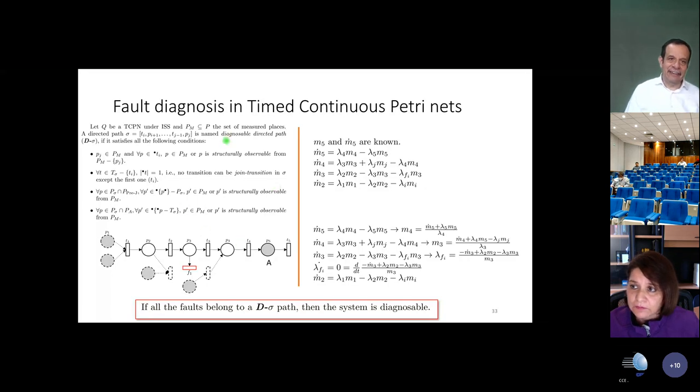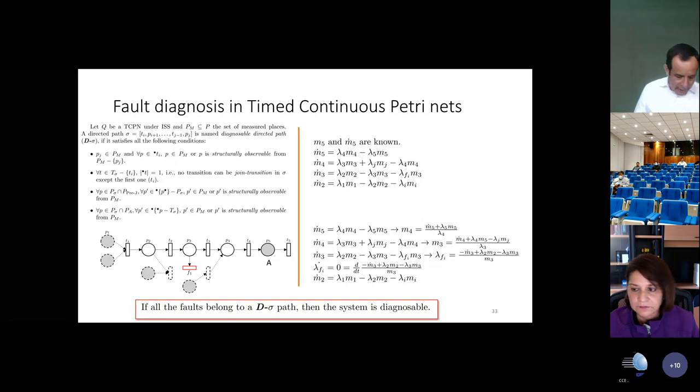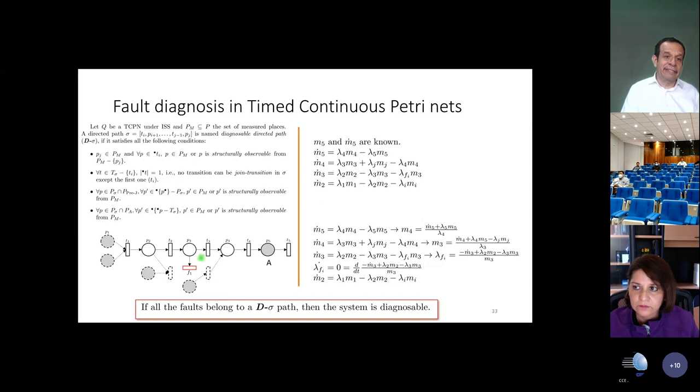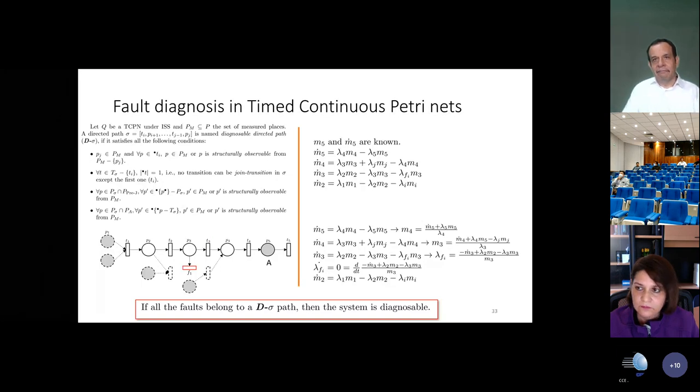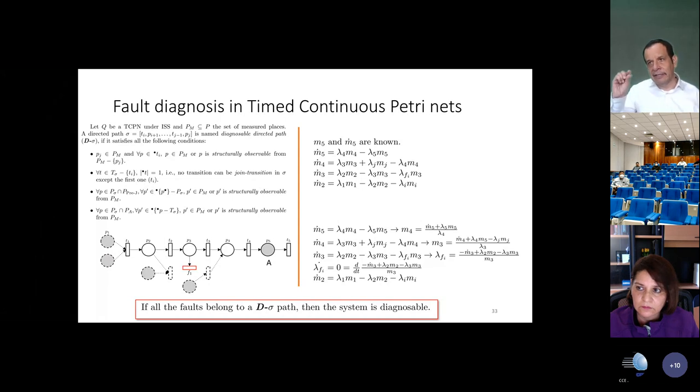Okay. This is a very strong condition, as I told you. This is a sufficient condition: if there exists this kind of path and the fault belongs to this kind of paths, then I can compute the fault. But if the fault doesn't belong to this kind of paths, then we don't know if the system is diagnosable or not, because the characterization is not complete. We are only giving some sufficient conditions, but not necessary conditions. So maybe there exist other cases where the fault belongs to a path where this transition has more than one input, and we still can detect these faults. But there is not a characterization for this case. We analyze every case in particular, but we don't have a theory to solve them.